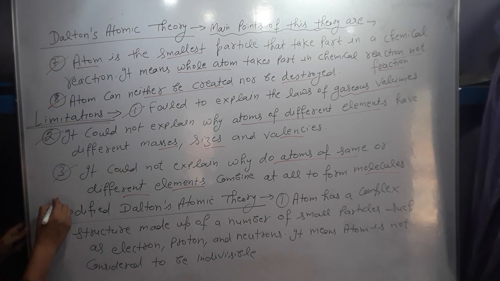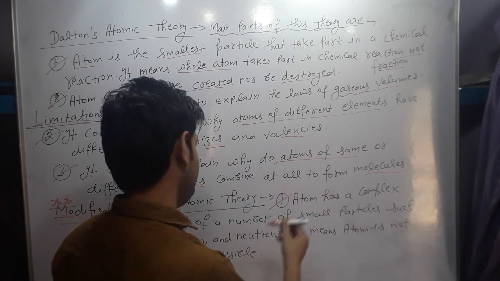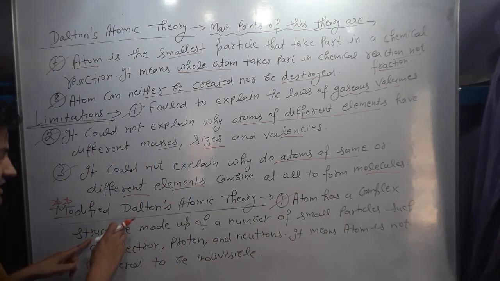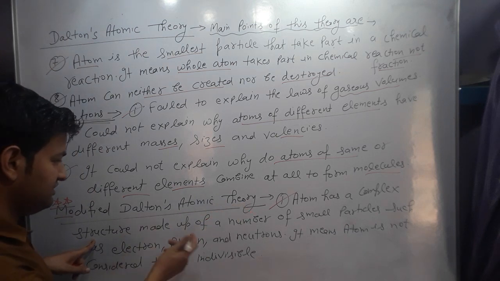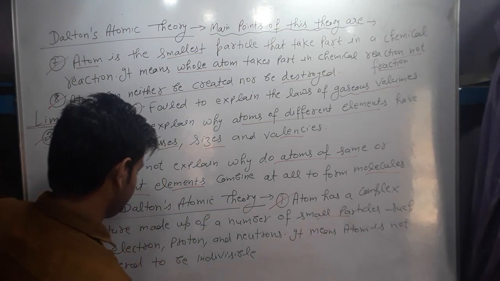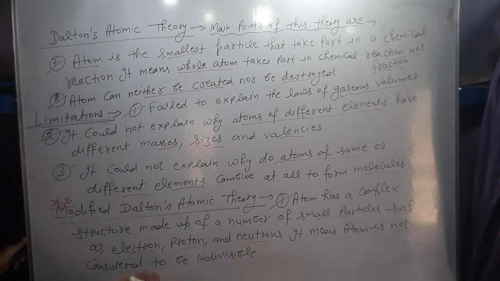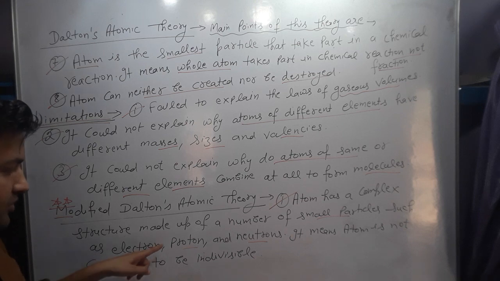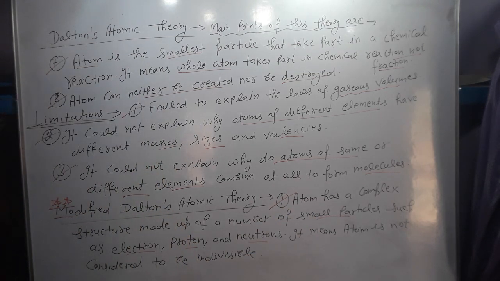It is also called the modified or modern Dalton atomic theory. The first point of this theory is that the atom has a complex structure. Atom has a complex structure made up of a number of small particles, such as proton, electron and neutron. We studied at present that electron, proton and neutron are present in the complex structure of the atom.